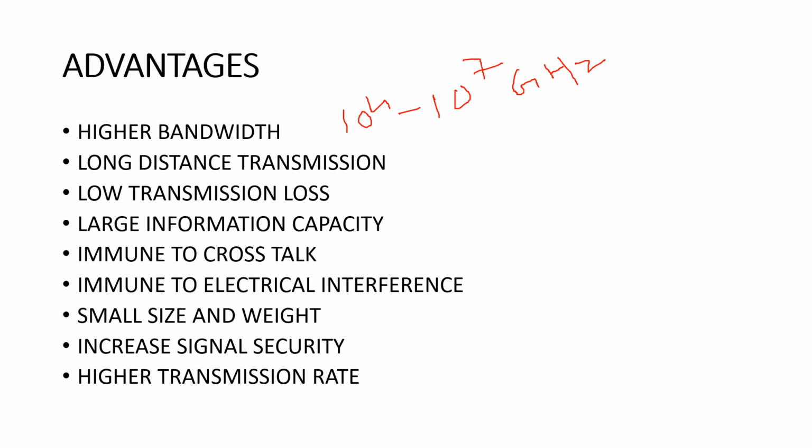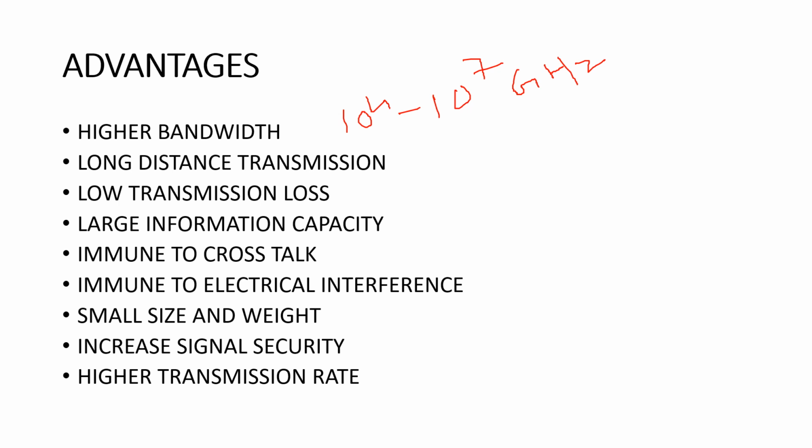The next will be long distance transmission. As I have already told, the frequency range of optical fiber is from 10 to the power 4 to 10 to the power 7 gigahertz. Due to this, it has a high bandwidth. Due to this high bandwidth, transmission up to 300 kilometers can be achieved without using any amplifiers or repeaters. So by using optical fiber, you can transmit the signal for a long distance.